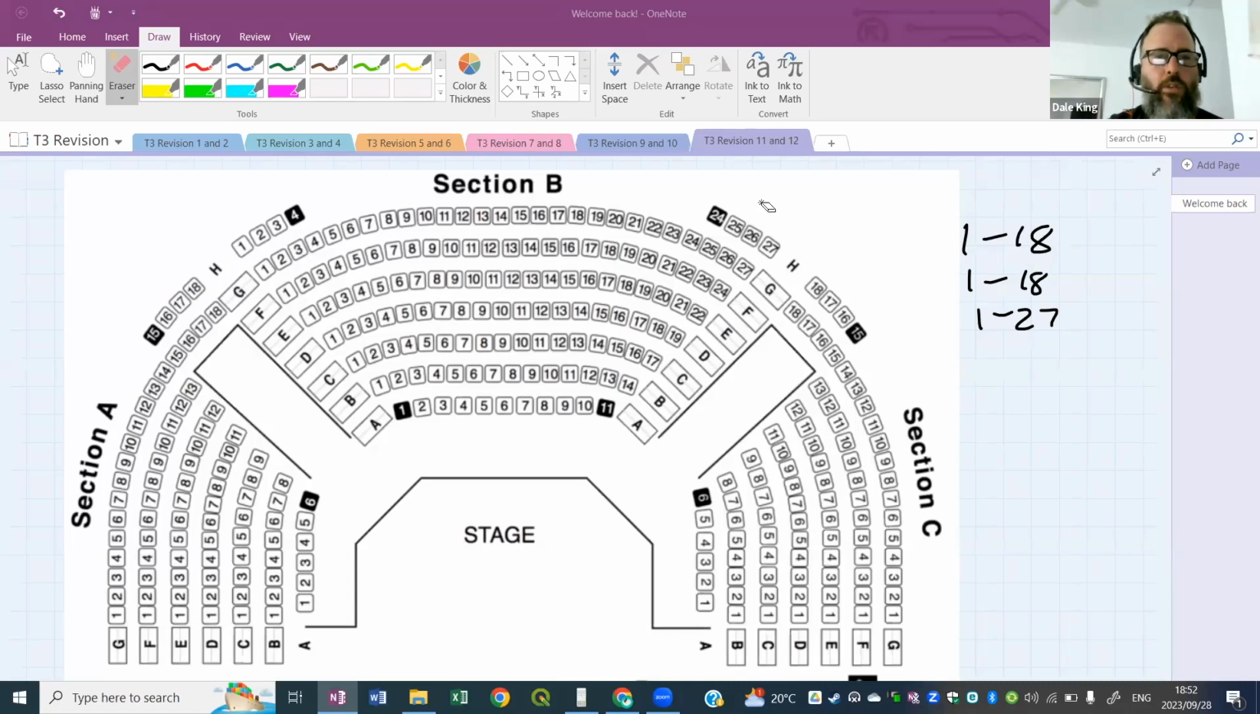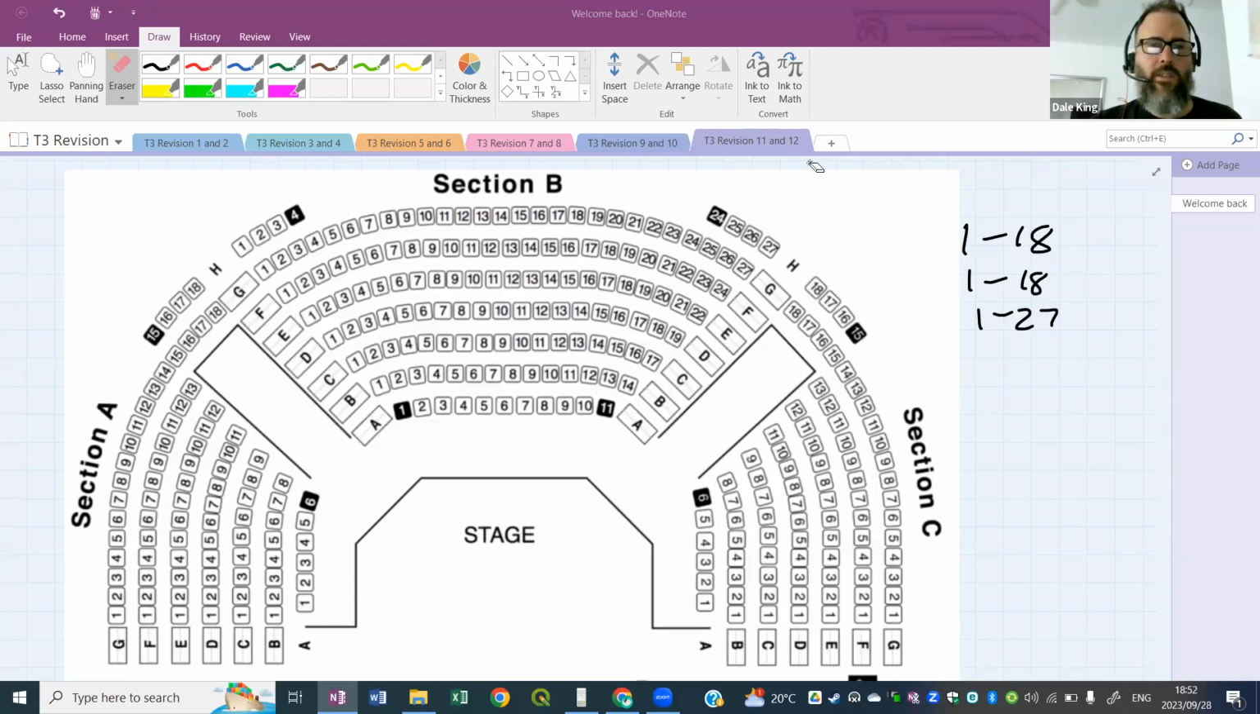Section B, 4th row from the stage, middle seat. What is the letter and the number, please? Find that seat. It needs a letter and a number, like B12, G18. It's section B, 4th row from the stage, middle seat. I think a lot of people are staring at the screen now. Yeah, we've got answers coming in.